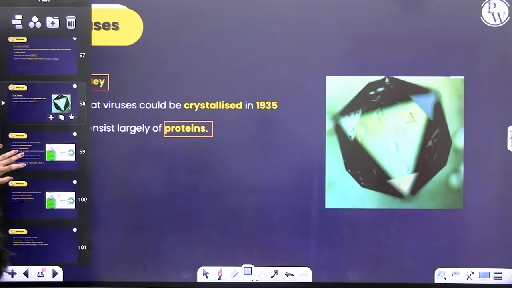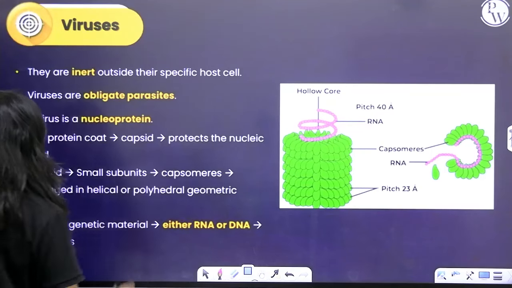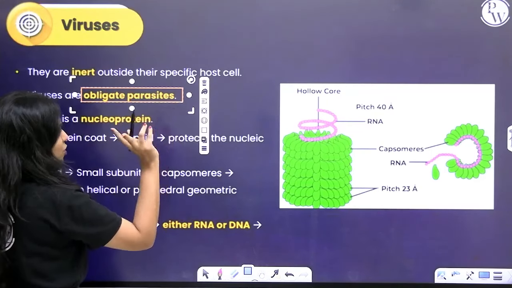Now, let's talk about the structure of viruses. I already told you that they are obligate parasites. They are made up of just 2 components.